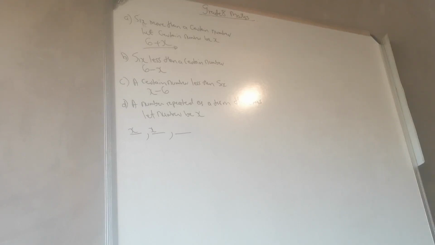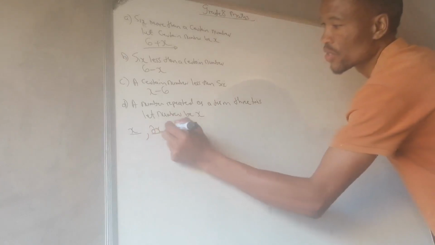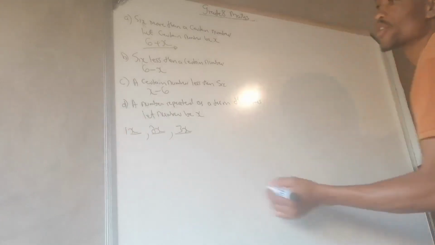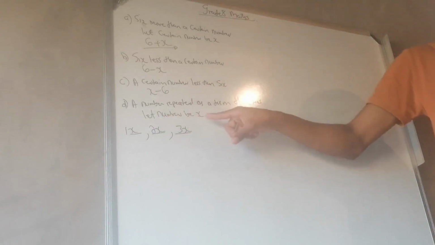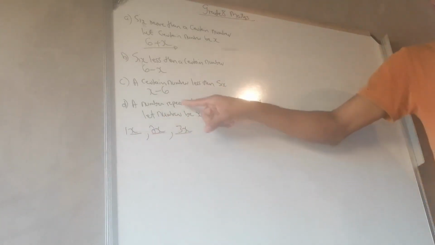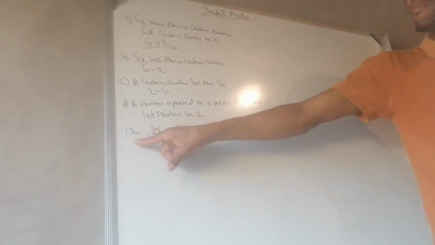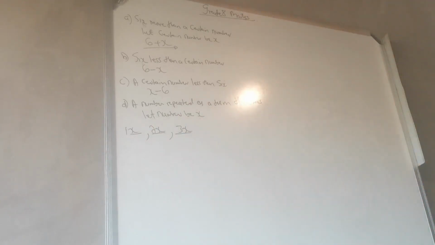A number repeated as a term. How many times is this number repeated? 3 times. We get x, we get 2x, we get 3x. That is a number that is being repeated. We said the number is x, it must be repeated. How many times? 3 times. So term 1, term 2, term 3. x, 2x, 3x.